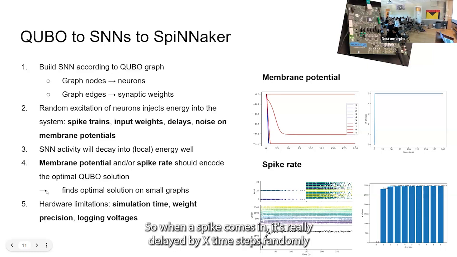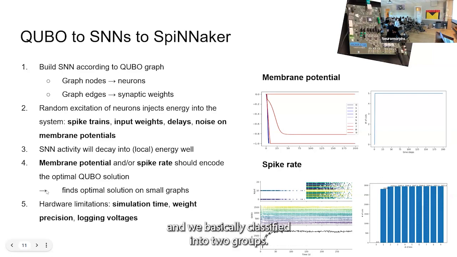So when a spike comes in, it will be delayed by X time steps randomly. And we also randomized the input weights. To read out the outputs of this process, we can either read the spikes or the membrane potentials. Here you see an example of reading out the membrane potentials of 10 neurons.